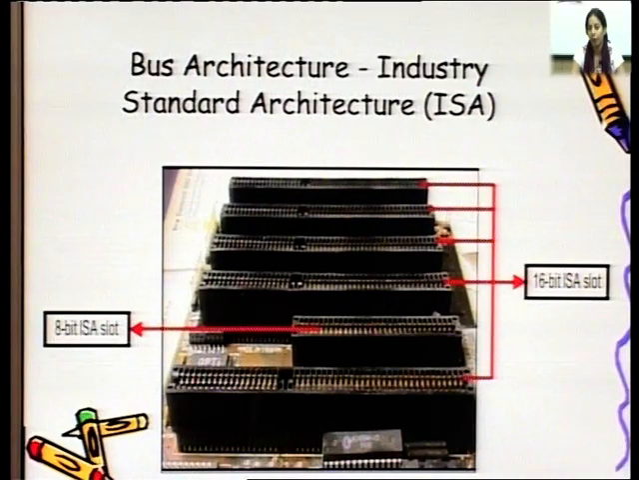So, first of all, we will take up the Industry Standard Architecture bus. Here in the diagram, there are two types of ISA slot. First is the 16-bit ISA slot and next is the 8-bit ISA slot. The 8-bit ISA slot is the previous version. Nowadays, we have motherboards with 16-bit ISA slots.